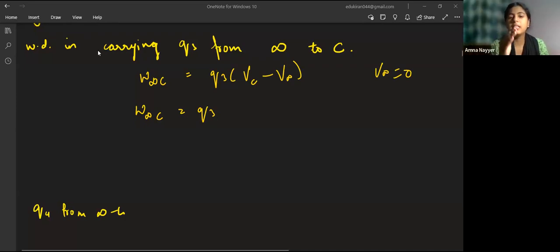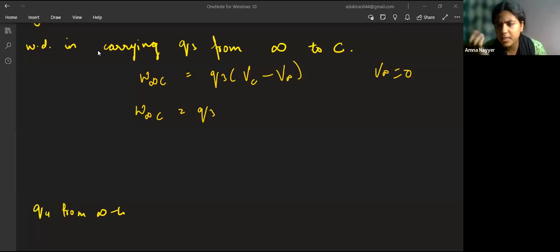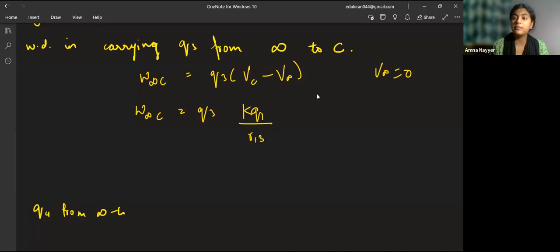Class. When charge work done is between infinity to C, so VC is because of two charges now. Q1 and Q2, two charges are already present, right? When we brought Q2, only Q1 was present, so we had two charges. When we brought Q1, no charge was present, so work done was 0. So V infinite is still 0, but VC will be K Q1 R13.